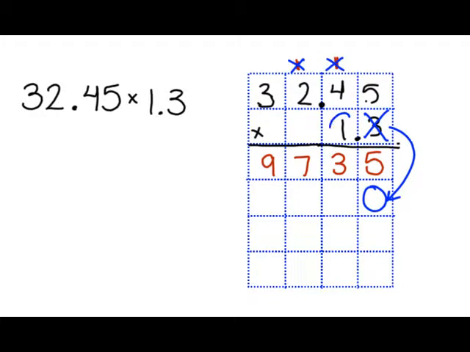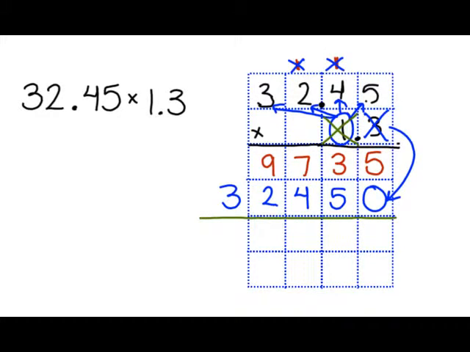So here we go. We're going to take 1 times each one of our digits. So 1 times 5 is 5. 1 times 4 is 4. 1 times 2 is 2. And 1 times 3 is 3, Charlie. Once I get done with both the 3 and the 1, I draw a line and I add down, Charlie.